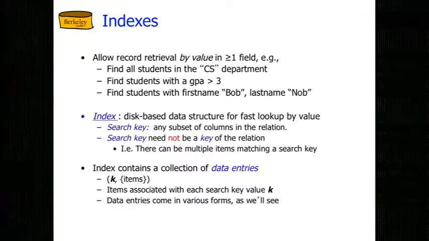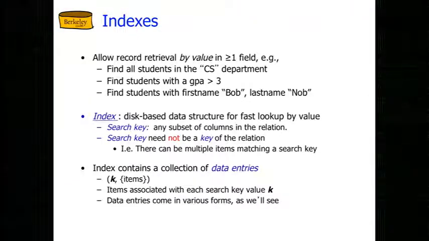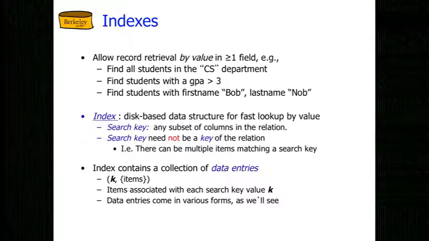And note that it's a range query, not just an equality query, greater than, right? You might find students with first name Bob and last name Knob. That's a query on two columns. And the index would then have to be defined on both of those columns, first name and last name. So you can do that. You can have indexes that span multiple columns, right? We'll see more examples of this.